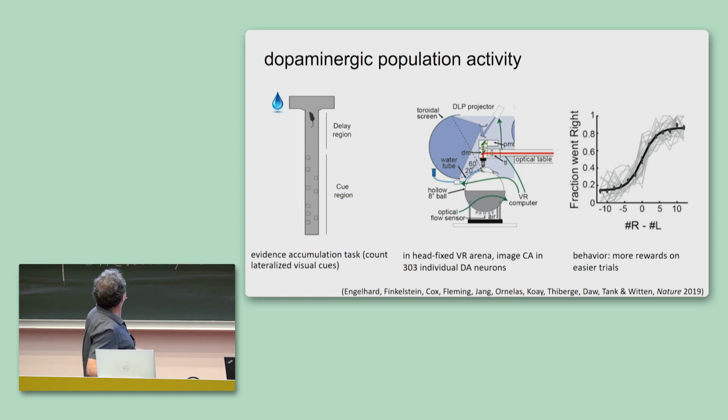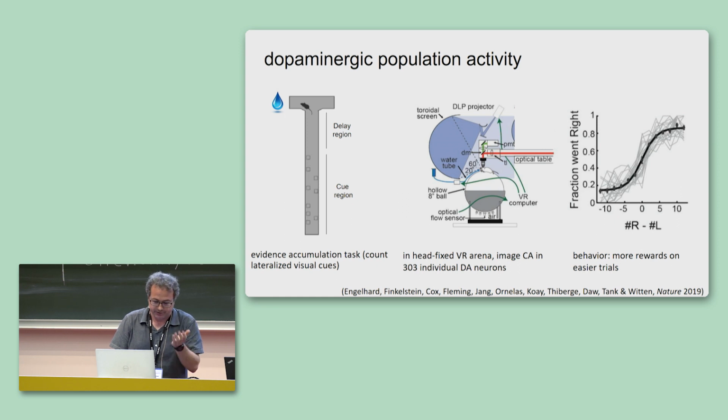He sees towers on his left and right, and his job is to turn to the side with more towers, in which case he'll get juice, right? And there's sort of a noisy mapping from where the juice is to the towers, and the animal's job is to count them. So this is a sort of spatial variant on the classic evidence accumulation tasks.